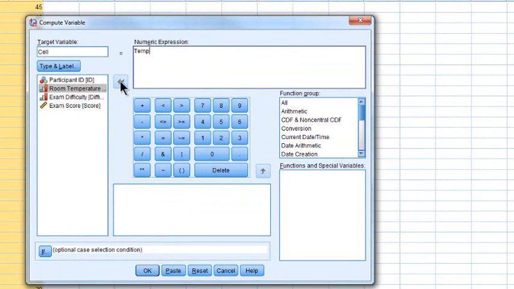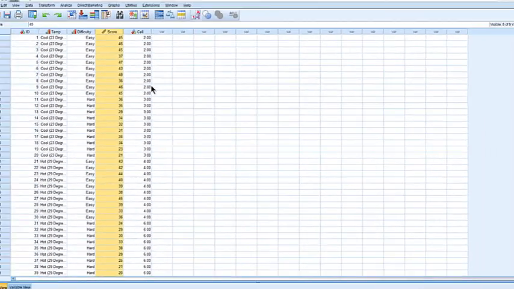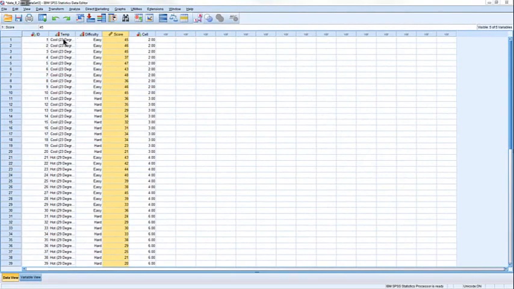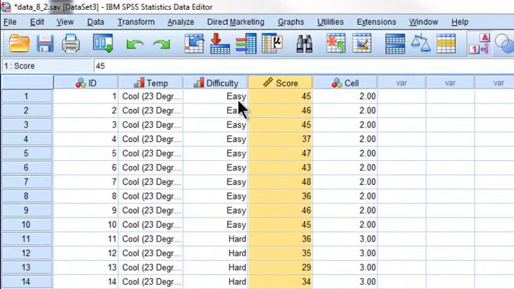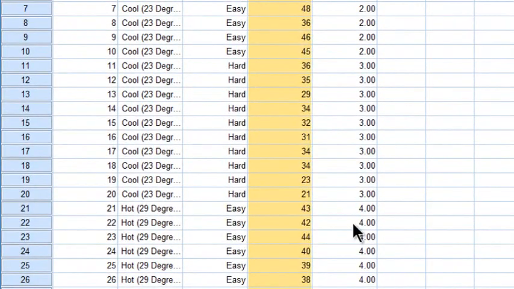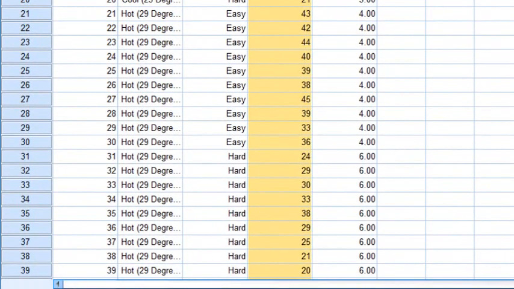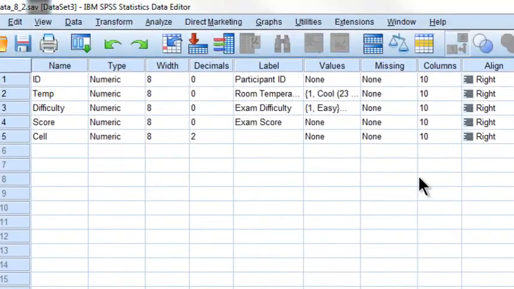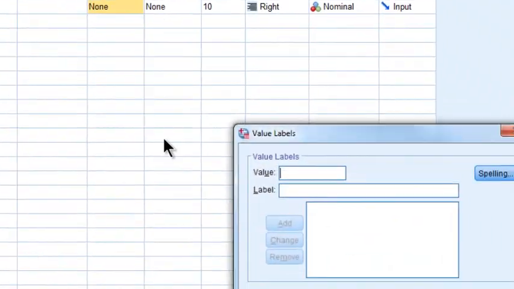So I'm just going to take temperature and multiply it by difficulty plus 1. So now I have 1 and 2 for temperature and 2 and 3 for difficulty. And click OK. Now you can see if they were in the cool room and they got the easy exam, they're coded as 2. Cool room, hard exam, 3. Hot room, easy exam, 4, and hot room, hard exam, 6. So I'm going to go into variable view and add those values.